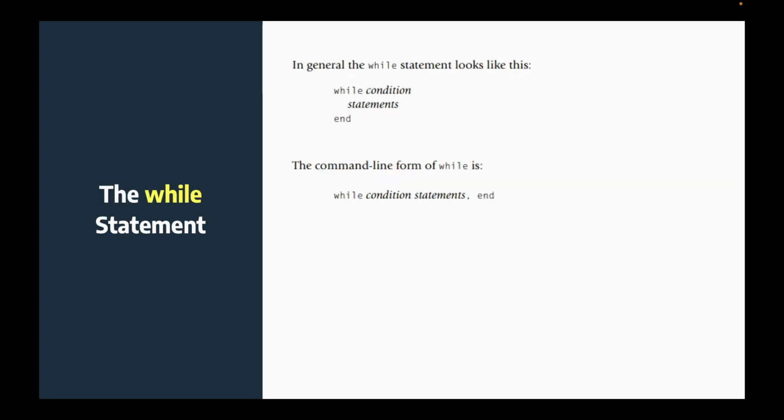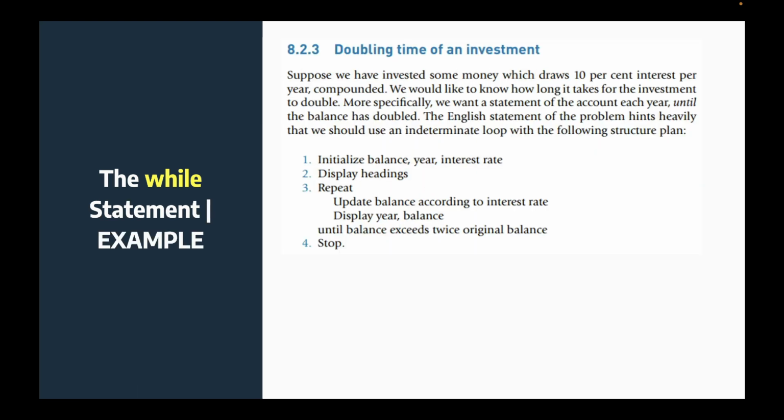Now, we already talked about the while statement, how it looked like. So you have while condition statement, then end. And the way you write it in one line in MATLAB is while condition, space, statement, comma, end. And for the while statement, if we have doubling time of an investment, today is all about examples. Let's assume we have invested some money which draws 10% interest per year, compounded. We would like to know how long it takes for the investment to double, and we want a statement of the account each year until the balance is doubled.